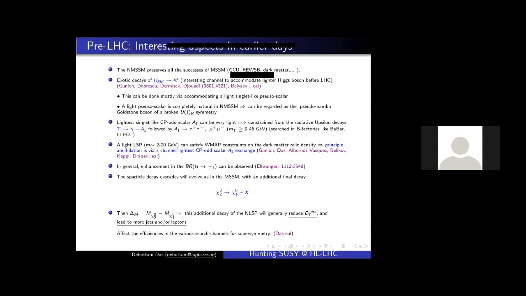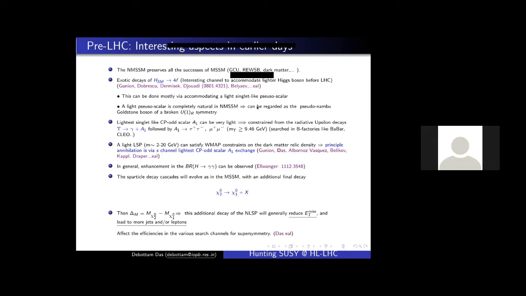Now, what happens in this case, this Higgs boson can decay into lighter singlet-like pseudoscalars. The singlet-like pseudoscalar could have a mass from 10 to let's say 100 GeV. So this standard model like Higgs boson can decay into two pseudoscalars, and these two pseudoscalars can further decay into four-fermion final states or two-fermion, two-gamma final states. And this is how one can accommodate a lighter Higgs boson with mass values lower than 114 GeV. So that's why it was extremely interesting at that period of time.